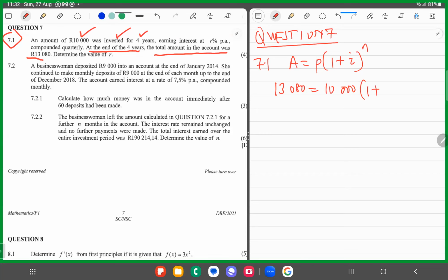R%, compounded quarterly. We just need to determine the value of R. So this is going to be R divided by 4. R%, you can write it in a couple of ways. The best way would be to say, if it's R%, you can just divide it by 4. Alternatively, you can do it in many, many ways.